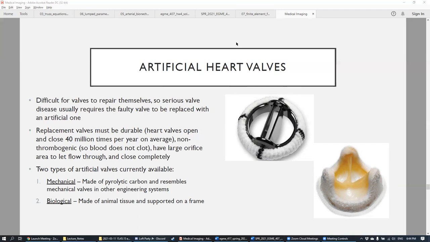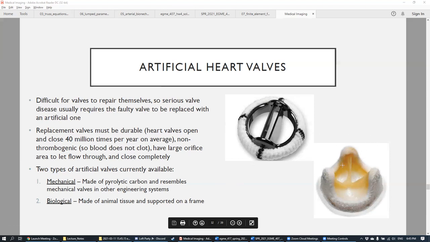And so you can replace this with either one or two types of valves, right? One type of valve here is called mechanical valves, and these are basically made of mechanical parts. So these are not too different from the valves that you might see in a piping system. Another valve type is a biological valve, and these are often made from animal tissues, okay?